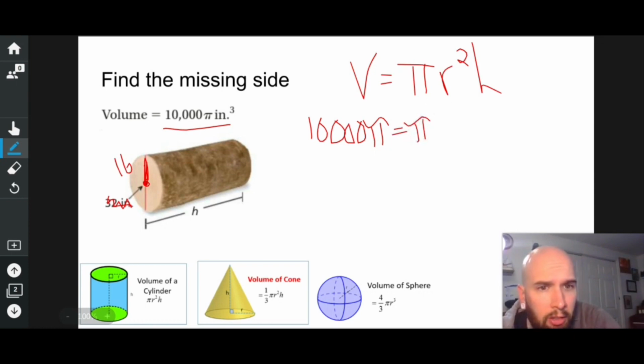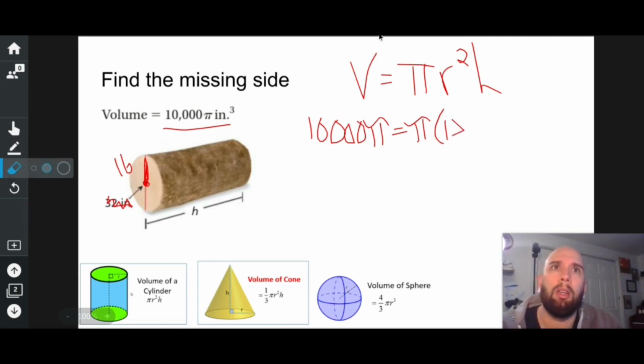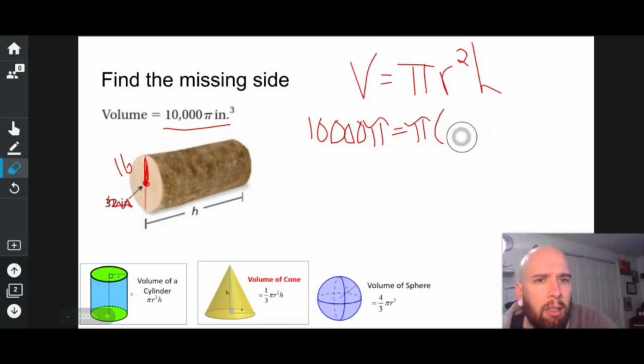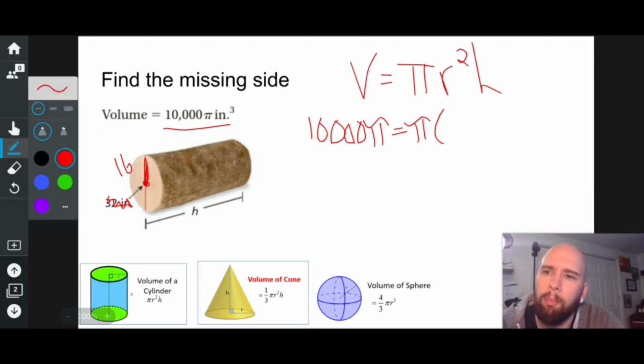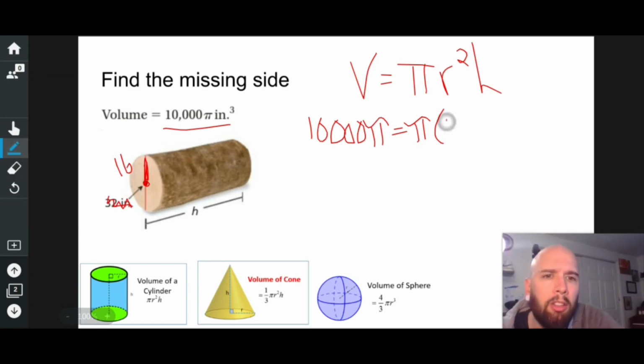R is 16 squared. Oh my goodness. This is a bit of a lag. So let me hit the erase. Try that 16 again. Was it 16? Yep, 16. 16 squared. And I have to find h.